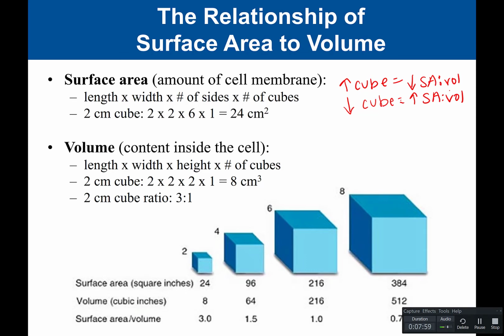So the smaller the cube, the higher the surface area to volume ratio. Notice that these are inversely related. When one goes up, the other goes down. So the bigger the cube size, the lower the surface area to volume ratio, and the smaller the cube, the higher the surface area to volume ratio.